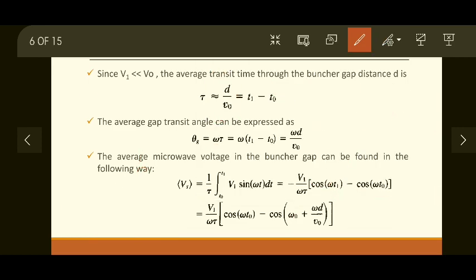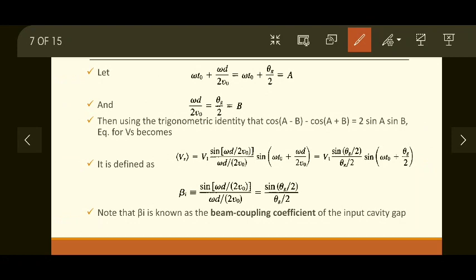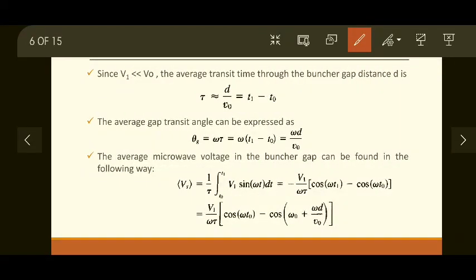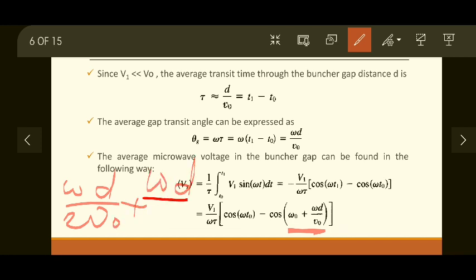Now let's move on to the next process. We are going to further reduce this. Let's assume that omega t0 plus omega d upon 2 v0 is equal to omega t0 plus theta g by 2, and it is assumed to be A. Now this term we are going to divide into two parts: omega d upon 2 v0 plus omega d upon 2 v0. That will become omega d upon v0, since 1 half plus 1 half is equal to 1. So I am dividing this particular term into these two parts.